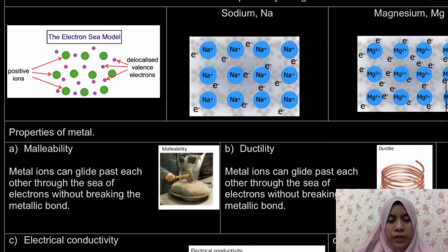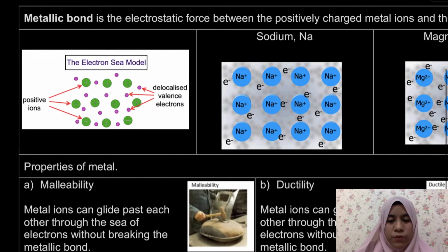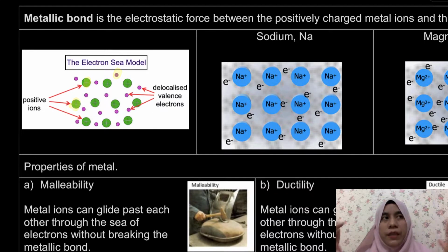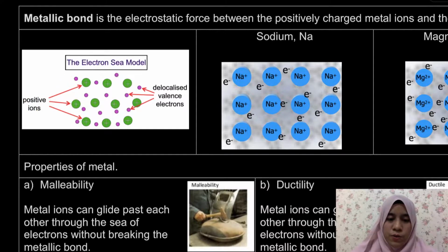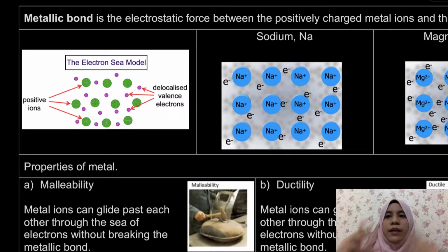Okay, so for the electron sea model, you have to draw the ion, the metal ion lah, and then the electron. Ni positive ion ni sebab our metal has donated the electron kan. So once it donated the electron, it becomes a positive ion ataupun our cation. And once it donates the electron, yang ni dia panggil ni valence electron kita. Delocalized ni maksud dia mobile, it can move around.